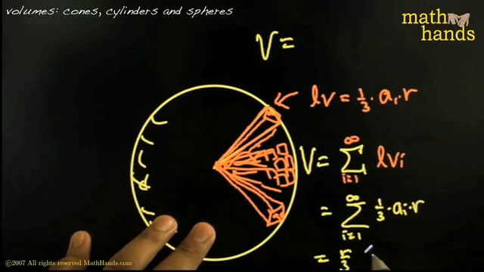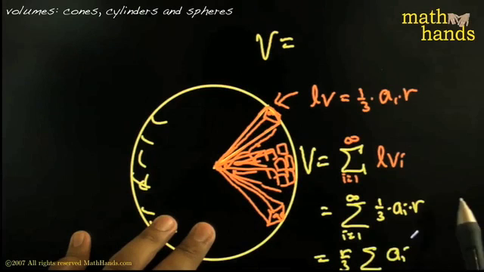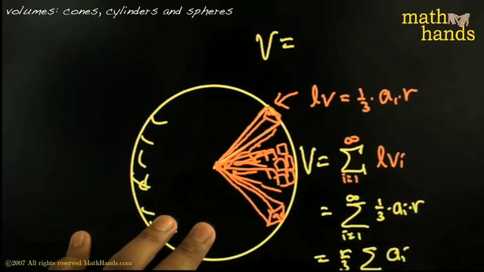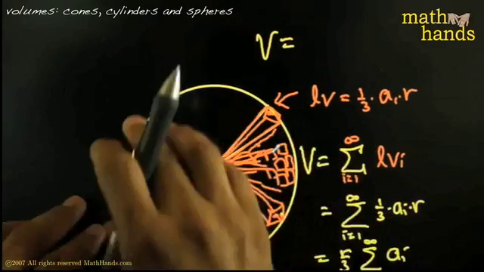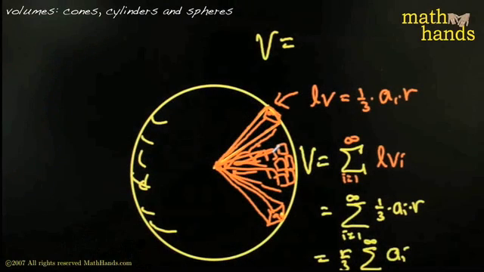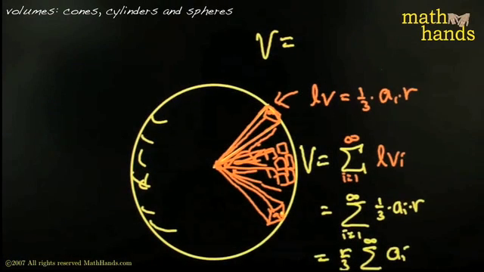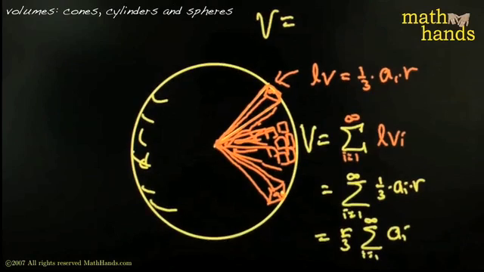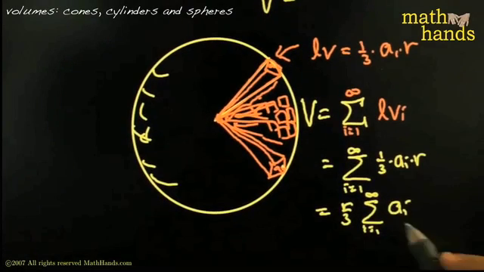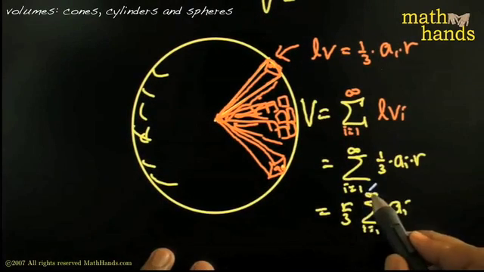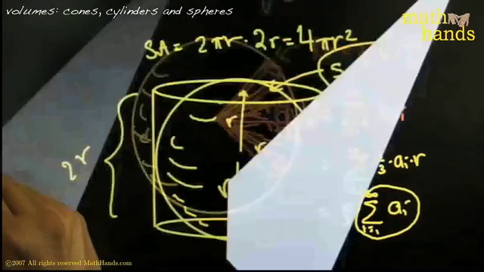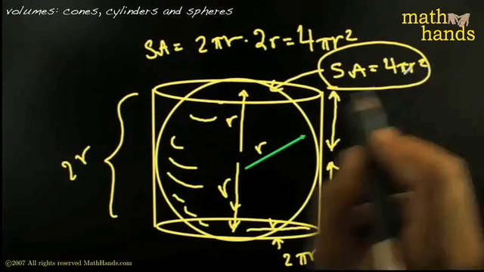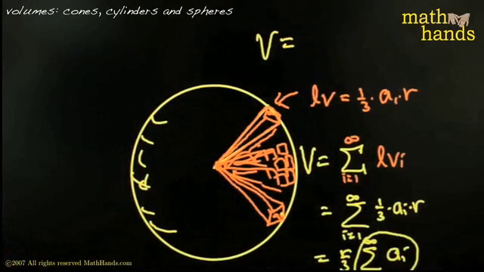So this could be r over 3 times the sum of all the A_i's, as i goes from 1 to infinity. What is the sum of all the little areas? A1, A2, A3, A4, A5, you've got infinitely many of these. That would cover the entire sphere, right? Stop me if I'm lying. So this guy right here is actually the surface area for the entire sphere, which we just got done explaining. What was the surface area for the entire sphere? 4 pi r squared.